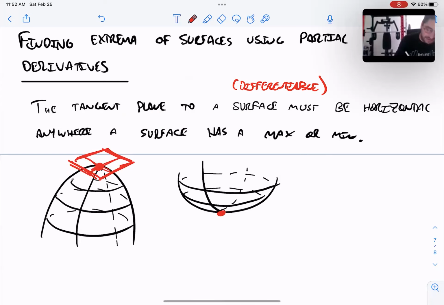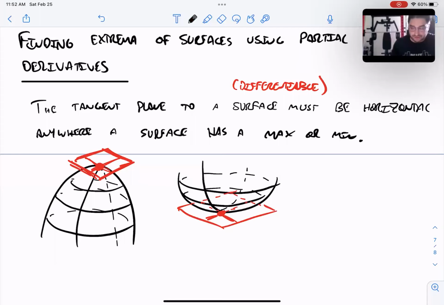It's got to be horizontal, right? If you're at the very peak of a mountain, or the very bottom of a valley, the tangent plane is going to look horizontal. So that's the key insight here.